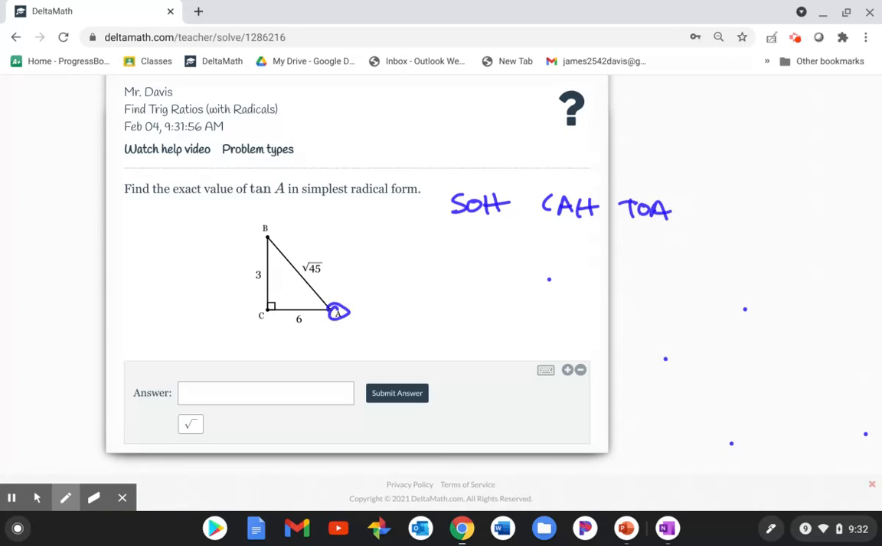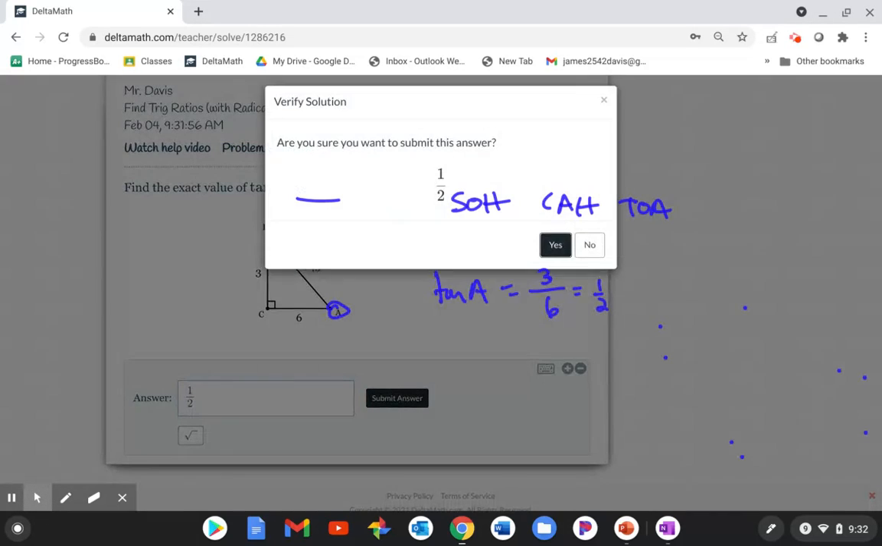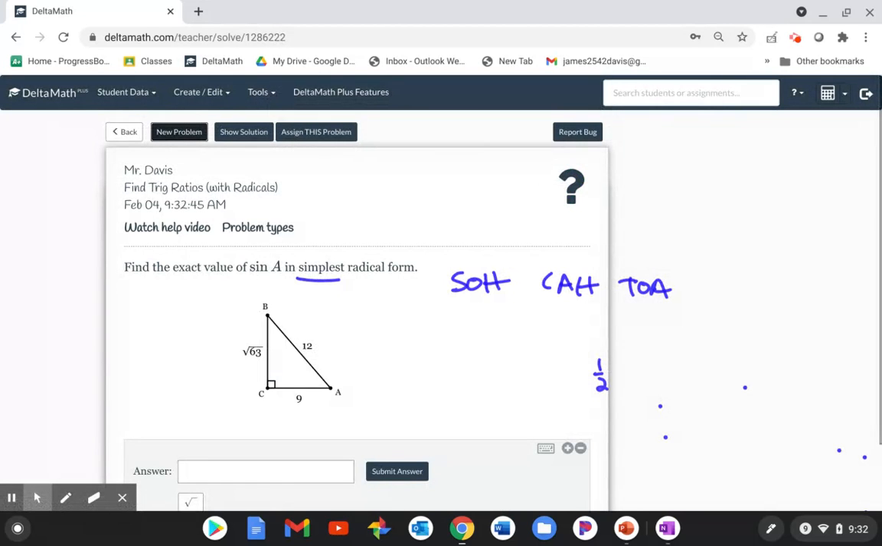Tangent of A is right here. Tangent is opposite over adjacent. So tan of A, opposite of A is 3, and adjacent of A would be 6. And this we should reduce because it's simplest. So that's just going to be 1/2. Okay, next one is the sine of A. So the sine is the opposite. So opposite of A is radical 63 over hypotenuse, which is 12. So radical 63 over 12.